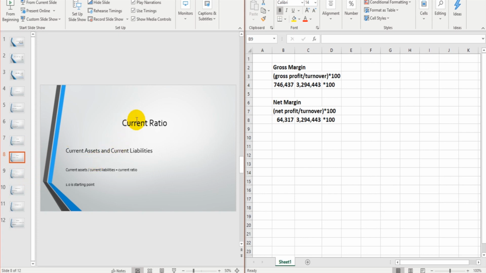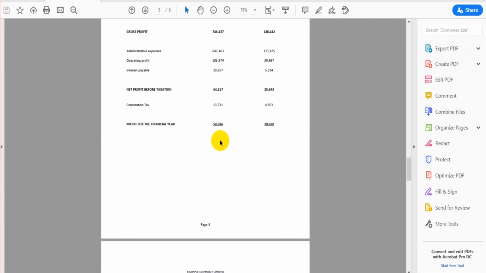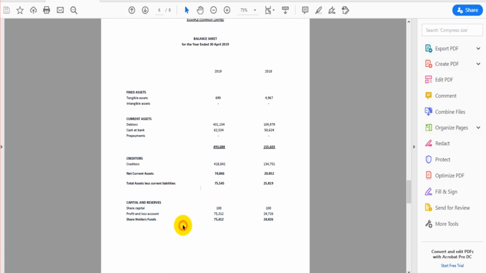So current ratios, this is current assets and current liabilities. We're going to move away from the profit and loss statement for the time being, and move down to the balance sheet, which shows fixed assets, current assets, and liabilities, as well as equity for the company. So this is a typical balance sheet, and once again we have the current year and the year previous. The figures are stated for both.